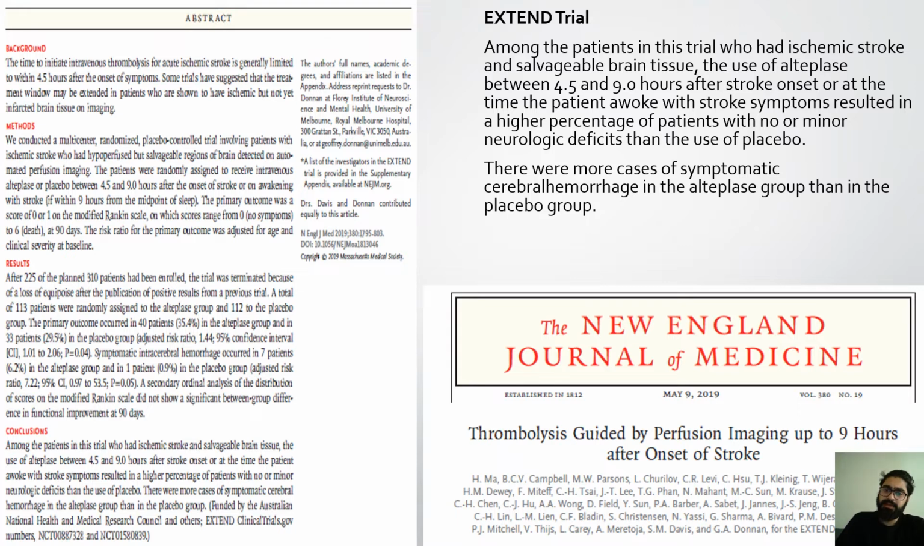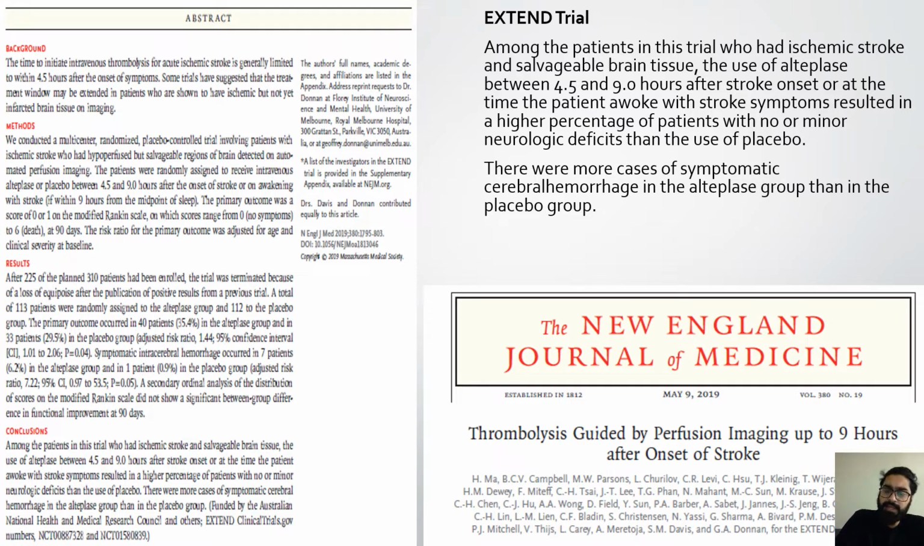Then there was another interesting trial, which was the thrombolysis guided by CT perfusion imaging after the onset of stroke. So their diagnostic modality was actually different in this study. It was called the EXTEND trial.